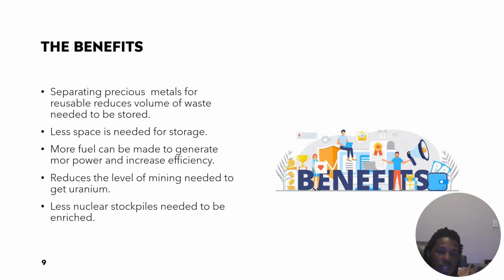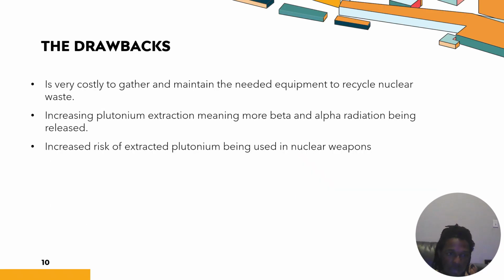It also reduces the amount of mining needed to get uranium, because instead of having to dig through the earth to get more uranium, you can just use the uranium that you've already used. Also, you don't need to have as many stockpiles, and you don't need to enrich those stockpiles, since you're just reusing the uranium that you already used in previous reactions.